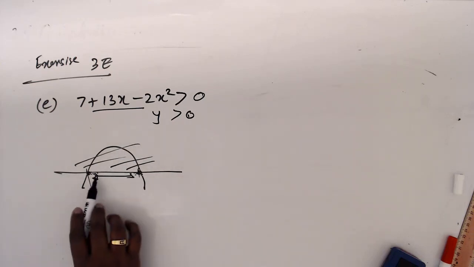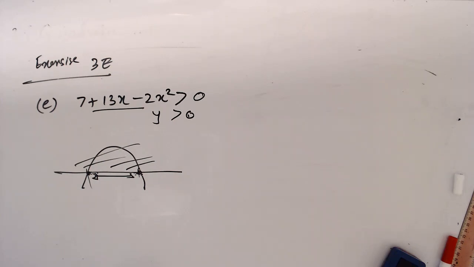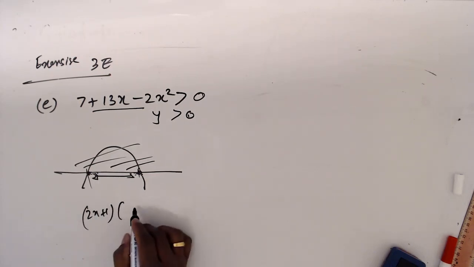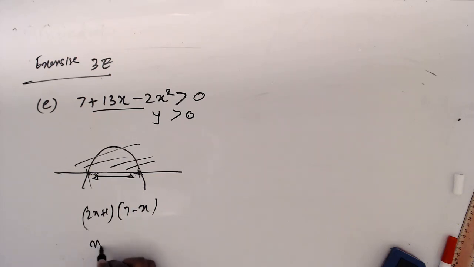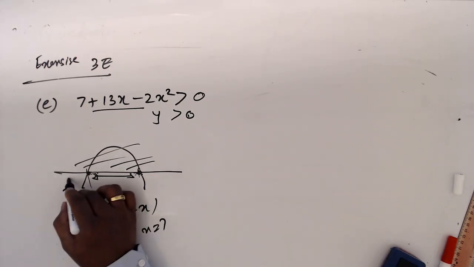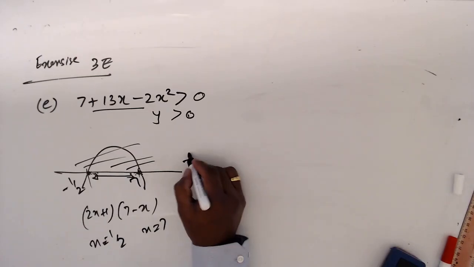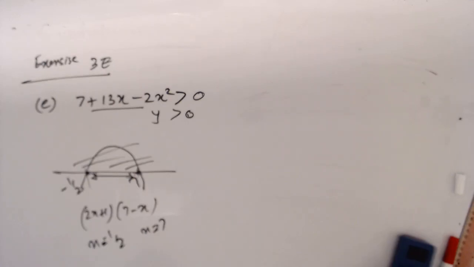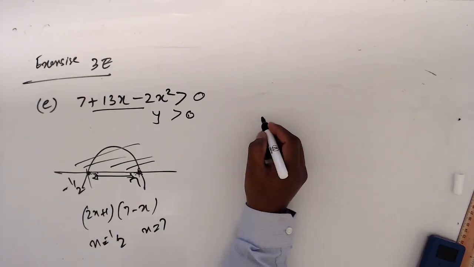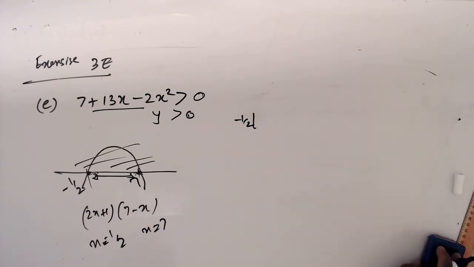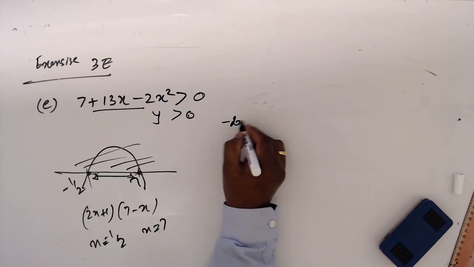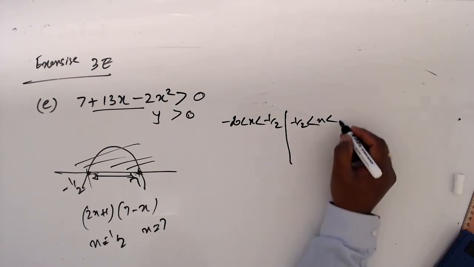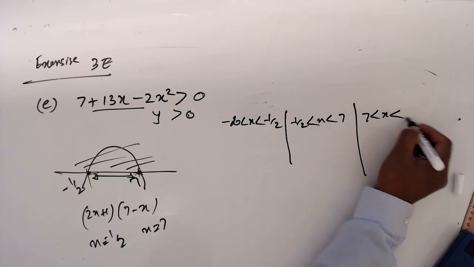So simply, if you simplify and you know the factors of this one, 2x plus 1 and x minus 7, so x equals minus half and x equals 7. So this is minus half and 7. So the answer should be minus half greater than x greater than 7. Work it the other way around. Minus infinity greater than x greater than minus half. Minus half greater than x greater than 7. 7 greater than x greater than infinity.